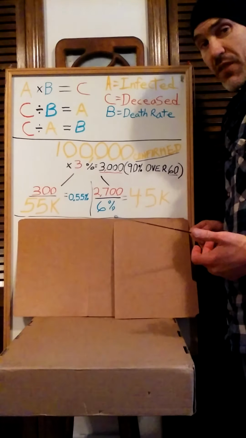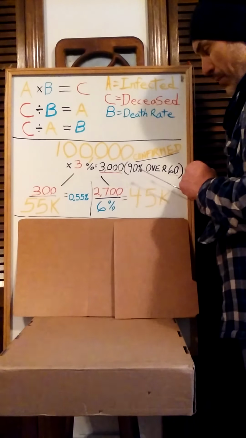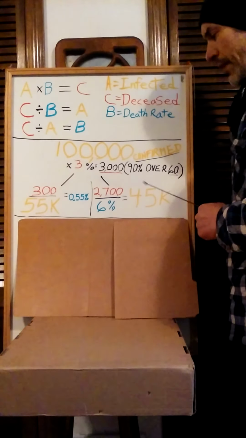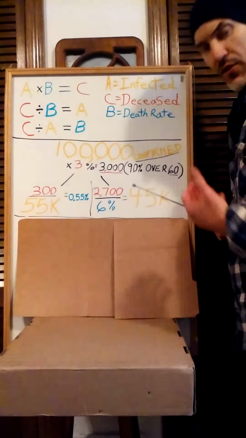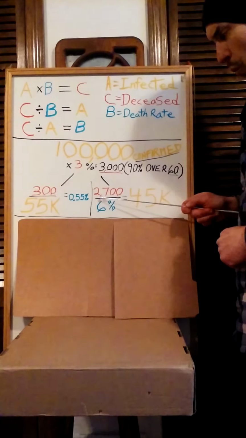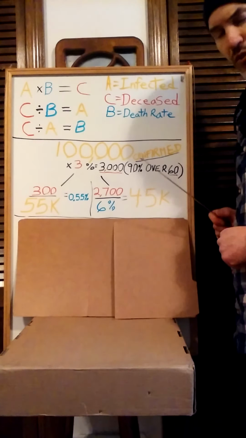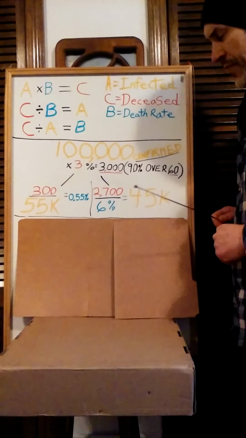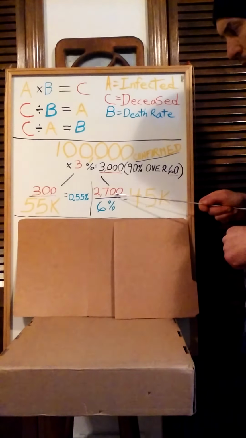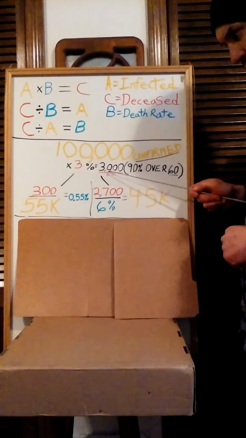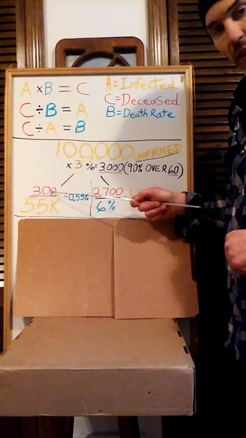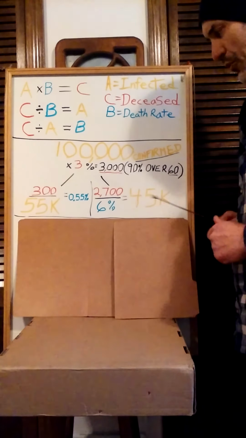We know that 90% of the deaths are among people 60 and over. So if 90% of those actually dying of COVID are over 60, that's 2,700 people out of the 3,000 total deaths at 3%. If 2,700 people dying are over 60, that leaves 300 people under 60. The math's pretty simple so far.